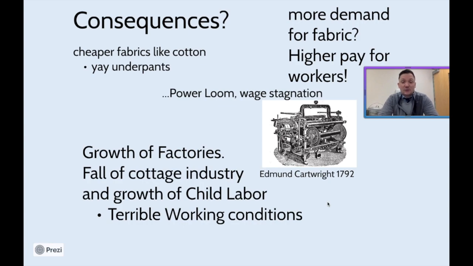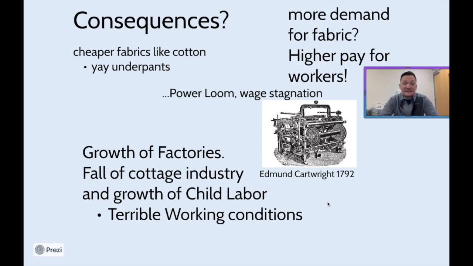Looking at it as well, you're going to begin to see the growth of factories, right? Early factories, because it's going to help lead to the fall of the cottage industry, because people are realizing that if I have a building with a bunch of power looms or spinning jennies or spinning mules inside of it, I now have a factory, right? This is going to help lead to the fall of the putting out system, because the putting out system is becoming more expensive and less efficient. And it's also going to start leading to the growth of child labor and some terrible working conditions.